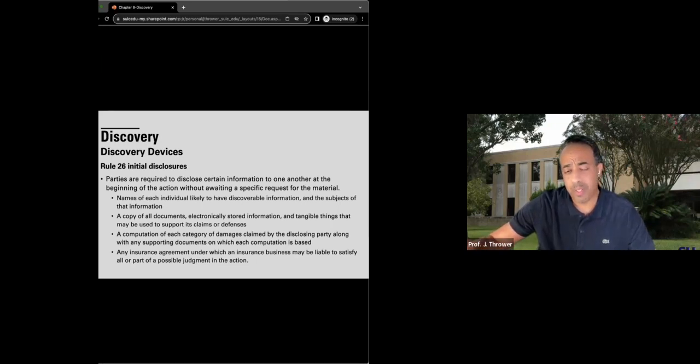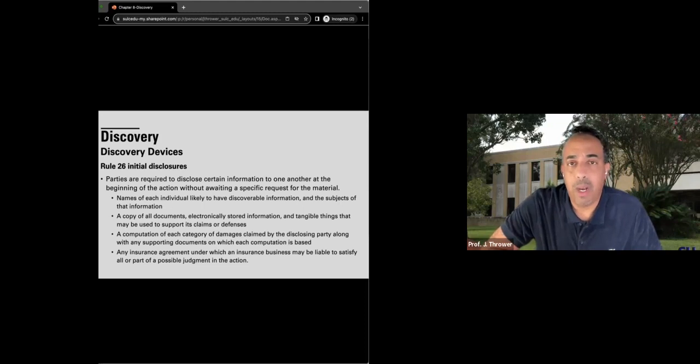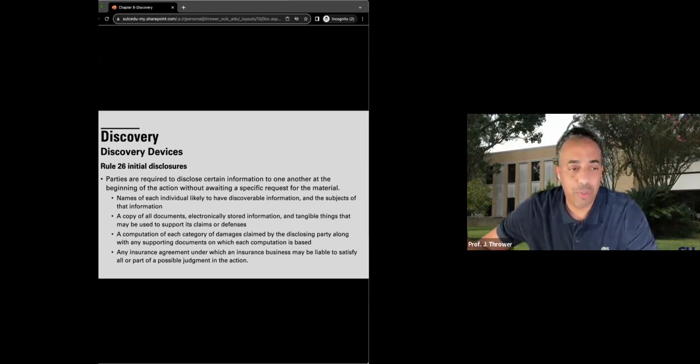Parties are also, specifically plaintiffs in matters, required to disclose a computation of each category of damages that are being claimed, providing along with that computation any supporting documents or other evidentiary material showing how those numbers were developed, unless that information may be privileged or protected from disclosure.